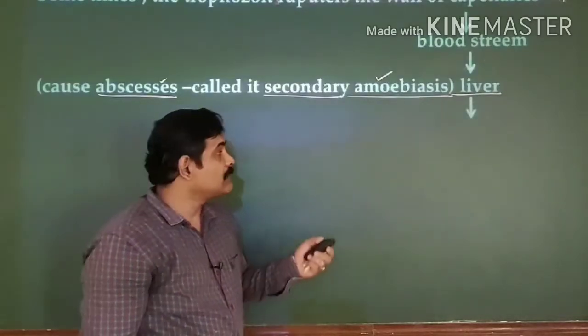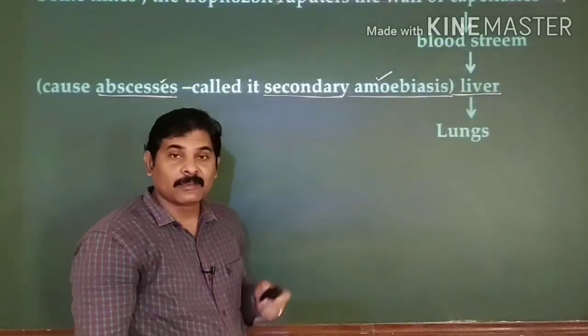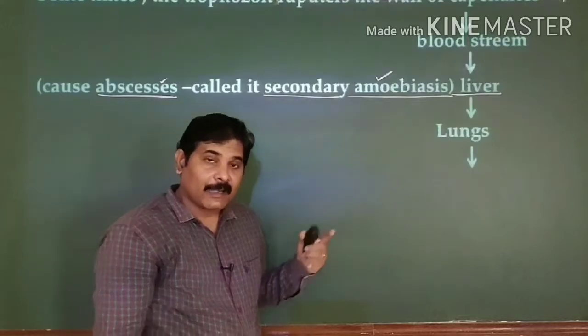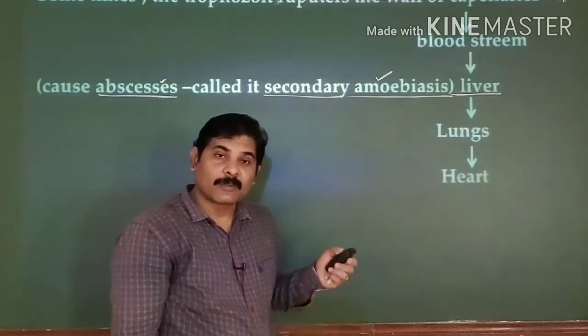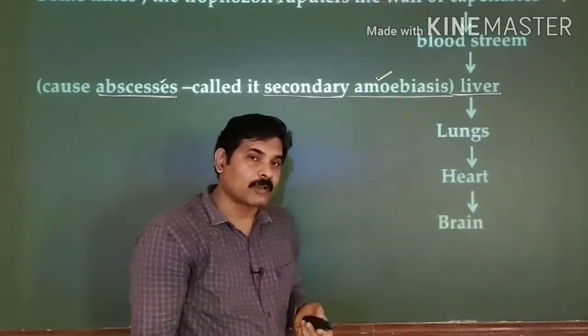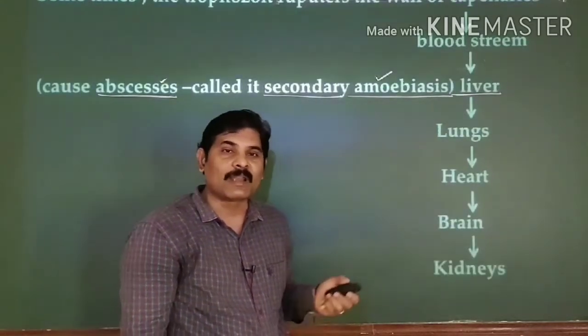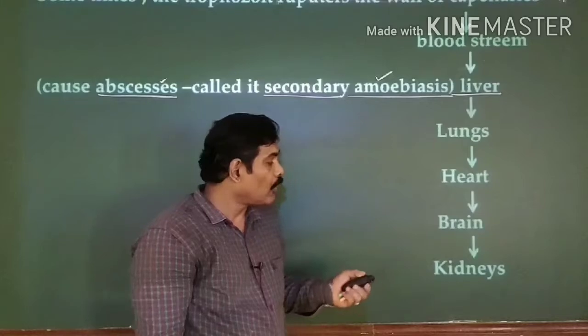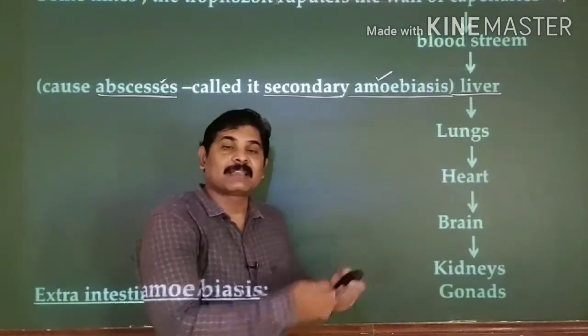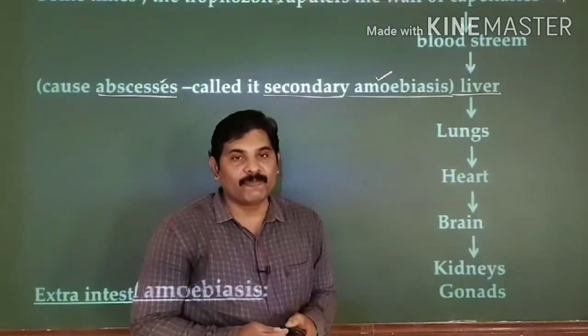From the liver, this gets transported to your lungs. From the lungs, it gets transported to your heart. From the heart, it gets transported to your brain. From the brain, it goes to your kidneys as well as gonads. Gonads in the sense, here the testicles in a male, the ovaries in a female.